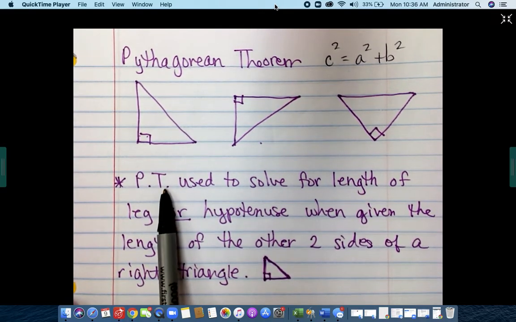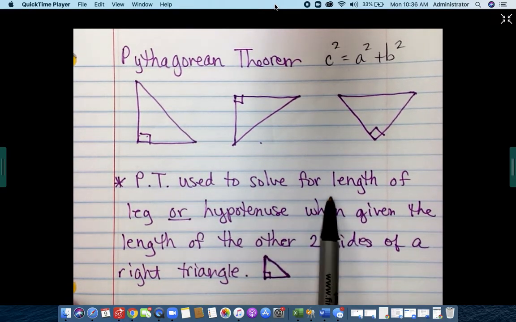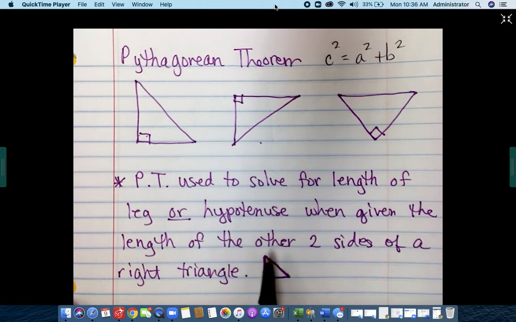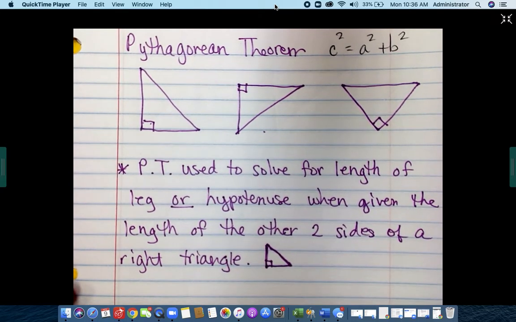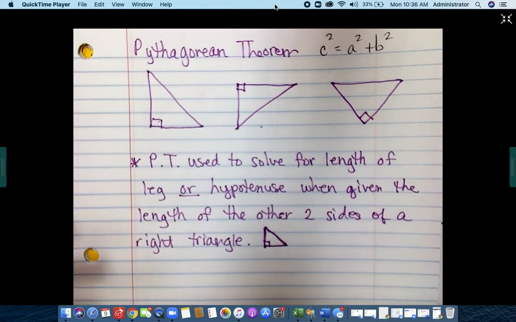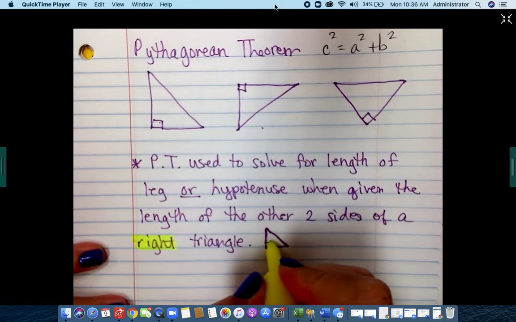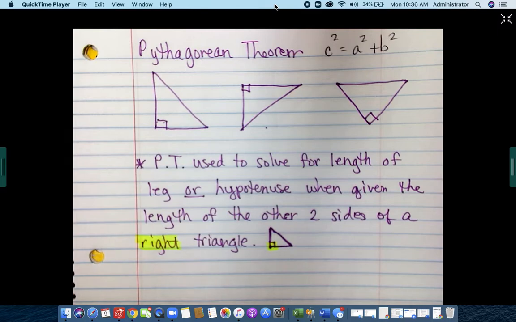The Pythagorean Theorem is used to solve for the length of a leg or the hypotenuse when given the length of the other two sides of a right triangle. So you may want to just hit pause at this moment to write this down in your notes, and then resume. Specifically, a right triangle means that you will see a box in one of the corners of the triangle.